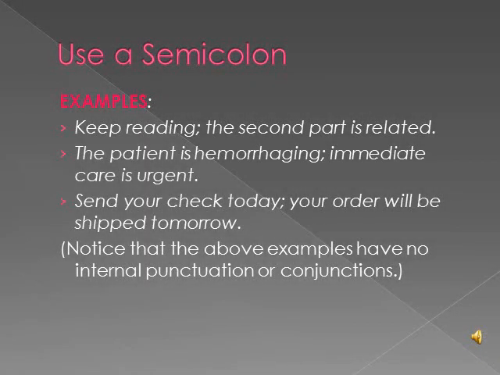And here's our first example of using a semicolon. Keep reading. The second part is related. Notice that those two clauses are closely related. They're independent clauses, closely related, that do not use a conjunction. One of our fanboys isn't in that sentence. So we're going to separate it with a semicolon. Keep reading, semicolon. The second part is related. Let's look at the next one. The patient is hemorrhaging, semicolon. Immediate care is urgent.